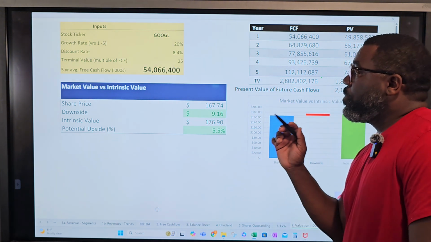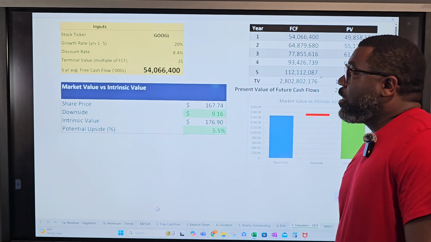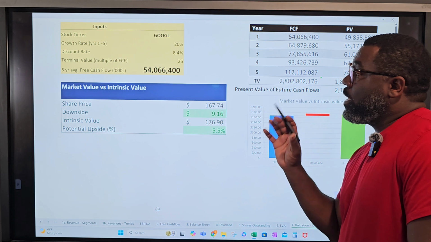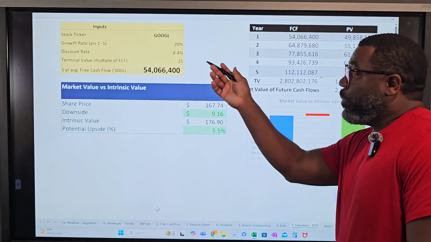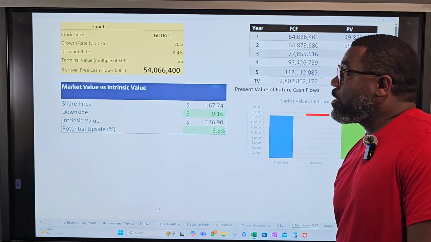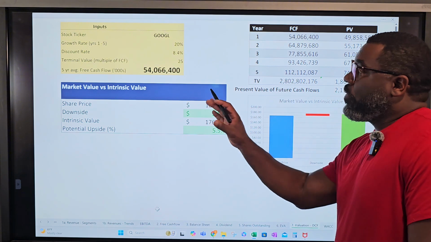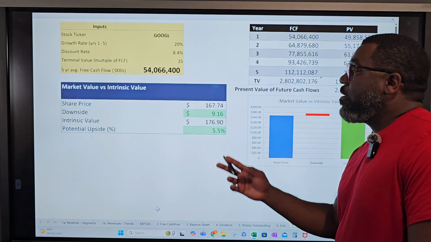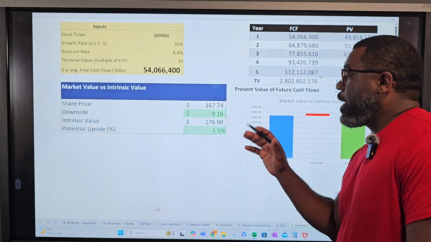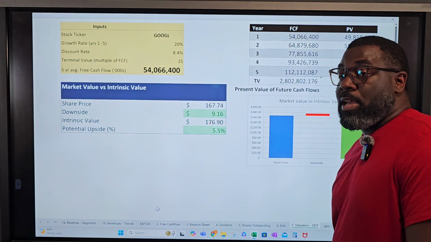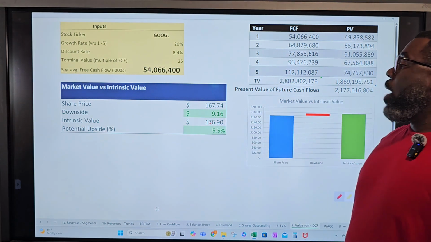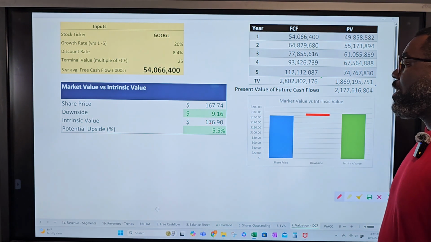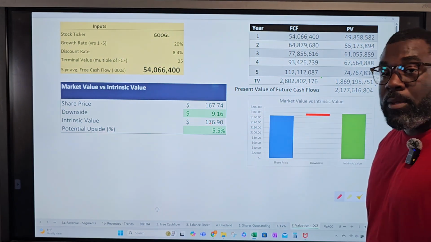I think that typically a lot of companies in this industry with this quality trade above 25 times free cash flow. So I'm using 25 as my terminal value. With that said, I have the value of Google, or Alphabet shares, at $176 per share. Right now, they're priced at about $167. That gives me a 5.5% upside.